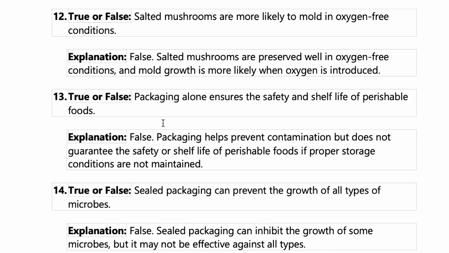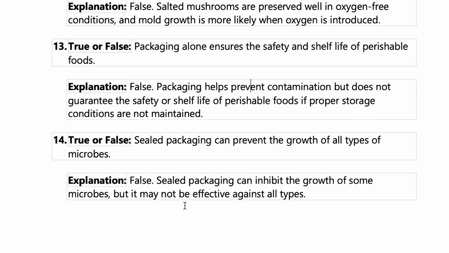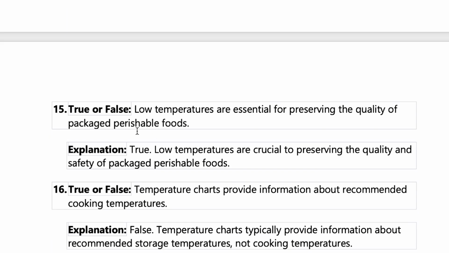Number 13, packaging alone ensures the safety and shelf life of perishable foods. It's not alone. It helps prevent contamination after the food gets packaged, but does not guarantee safety and shelf life if the storage conditions are not maintained. Number 14, sealed packaging can prevent the growth of all types of microbes. It's false because it prevents some types of microbes, but not all types.